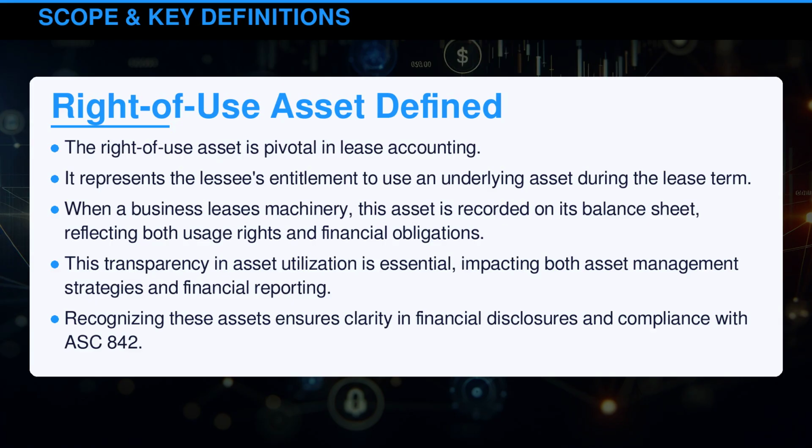The right-of-use asset is pivotal in lease accounting. It represents the lessee's entitlement to use an underlying asset during the lease term. When a business leases machinery, this asset is recorded on its balance sheet, reflecting both usage rights and financial obligations. This transparency and asset utilization is essential, impacting both asset management strategies and financial reporting. Recognizing these assets ensures clarity in financial disclosures and compliance with ASC 842.